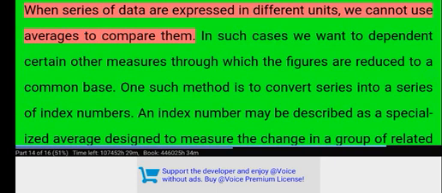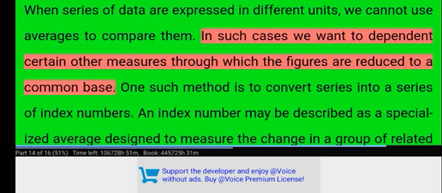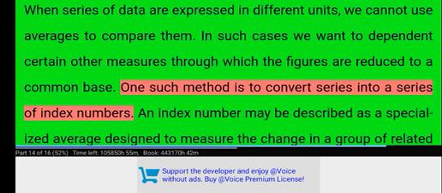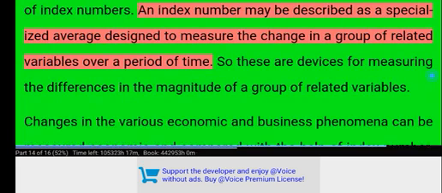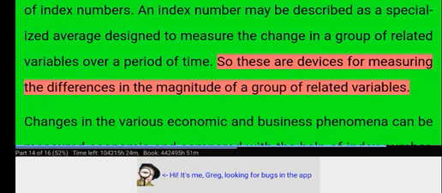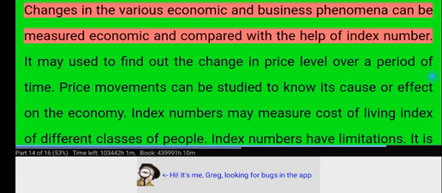When series of data are expressed in different units, we cannot use averages to compare them. In such cases we have to depend on certain other measures through which the figures are reduced to a common base. One such method is to convert the series into a series of index numbers. An index number may be described as a specialized average designed to measure the change in a group of related variables over a period of time. So these are devices for measuring the differences in the magnitude of a group of related variables. Changes in the various economic and business phenomena can be measured and compared with the help of index numbers.